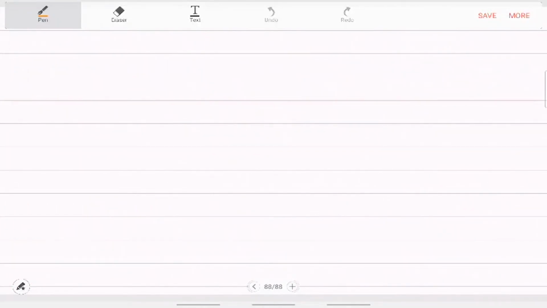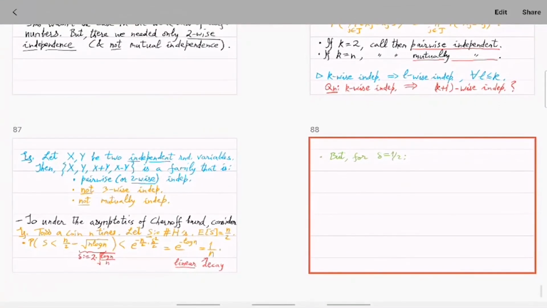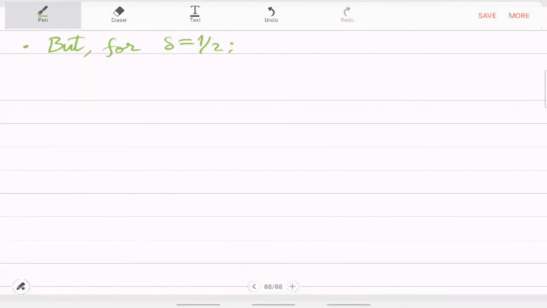Next is more interesting. But if you take delta to be half, okay, so half means that the number of heads is n by 4. What about that? So you expect n by 2, but suppose you got n by 4 heads. Right? So what was the probability of this event happening?